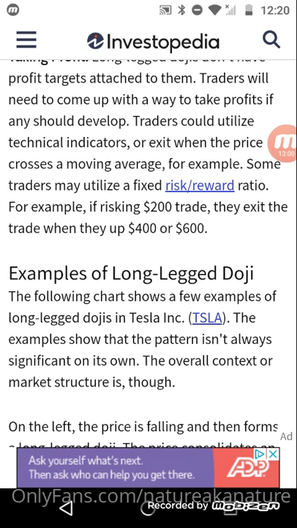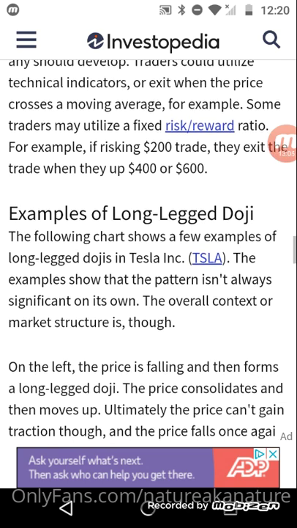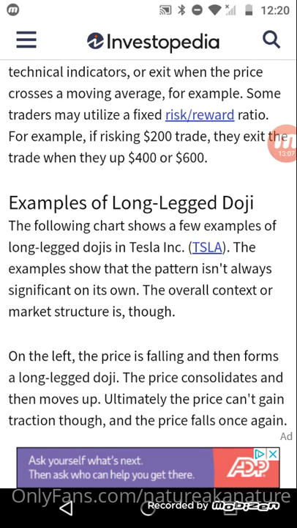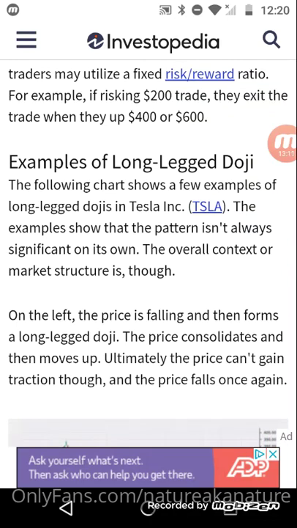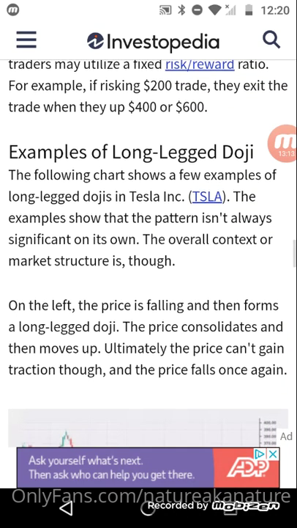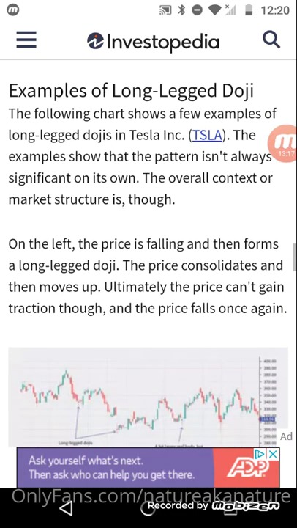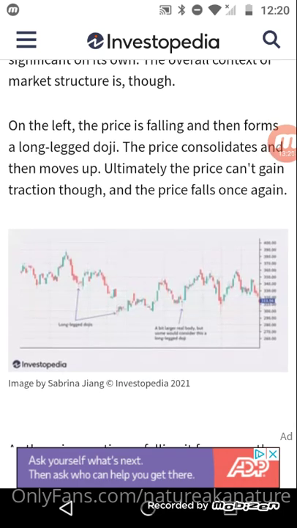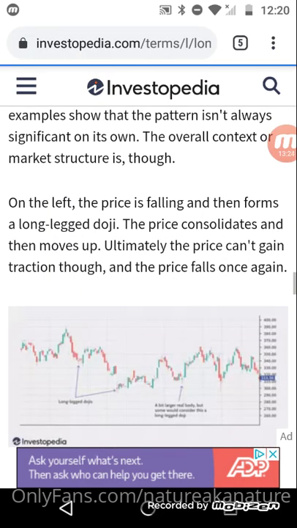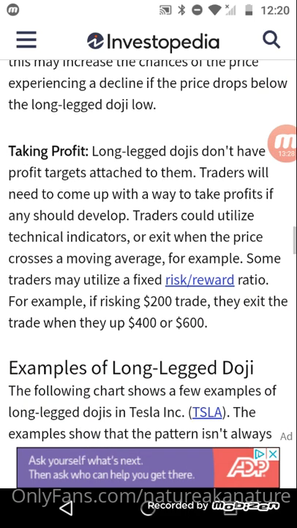That's how I was going to show y'all examples of what a doji looks like in the market. On here they have a picture. Let's see if I can get it clear. Okay, here it goes. It finally popped up. So this is what it looks like in the market. Long-legged dojis look exactly like this in MetaTrader 4. I think this is MetaTrader 4, but this might be TradingView.